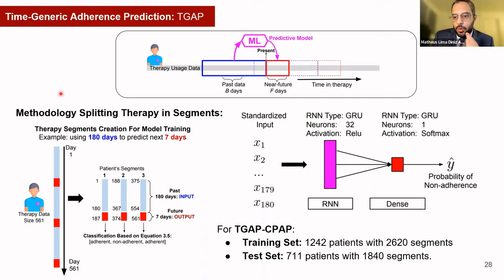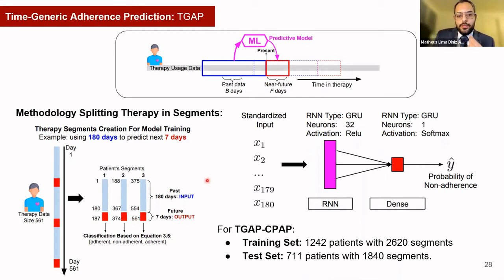The core idea of the TGap is the therapy segmentations that we do on the training set, on the patients on the training set. Because imagine this patient here. We have data from day 1 to day 561, so it already used the therapy for a long time. And then we can segment their therapy into pieces, these segments. And each segment has a blue part, which will be the past part that we are going to give as input to the model, and the red part, which is from where we are going to get the label if the patient adhere or not in that specific part.